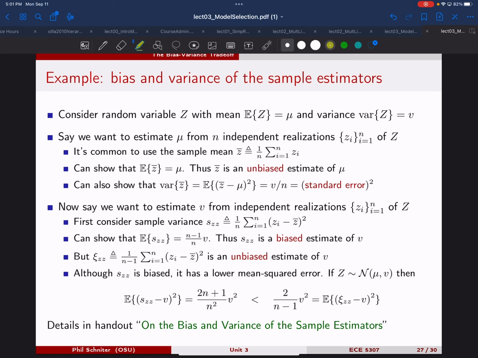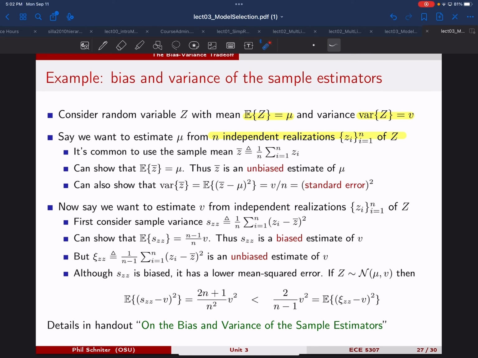To set things up, imagine that we have some random variable z. It comes from some distribution. It could be Gaussian, it could be uniform, it could be anything, as long as it has a finite mean and variance. Let's say the true mean happens to be mu, and the true variance happens to be v. I would love to know mu and v, but I don't know this random variable. I don't know what describes it. All I have are n independent realizations of that random variable.